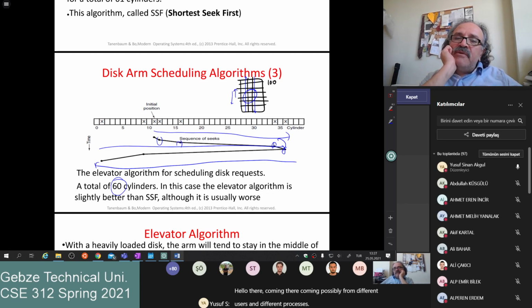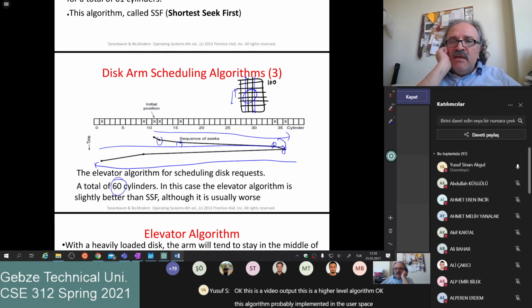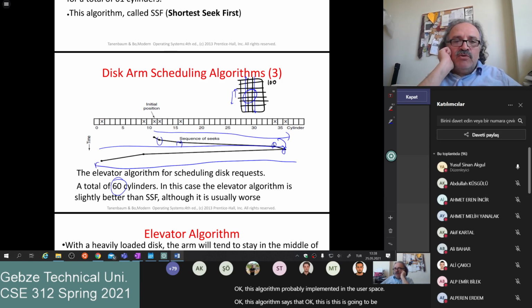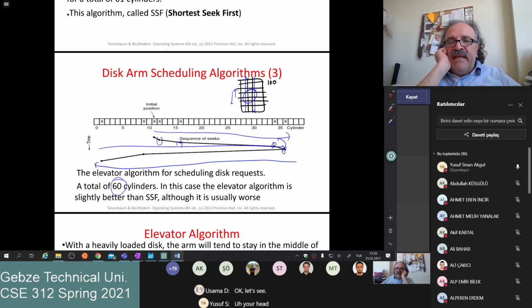Okay, this is a higher level algorithm. This algorithm is probably implemented in the user space. This algorithm says, okay, this is going to be your head movement plan. Now implement this. Now execute this plan, and the execution is done by the kernel.